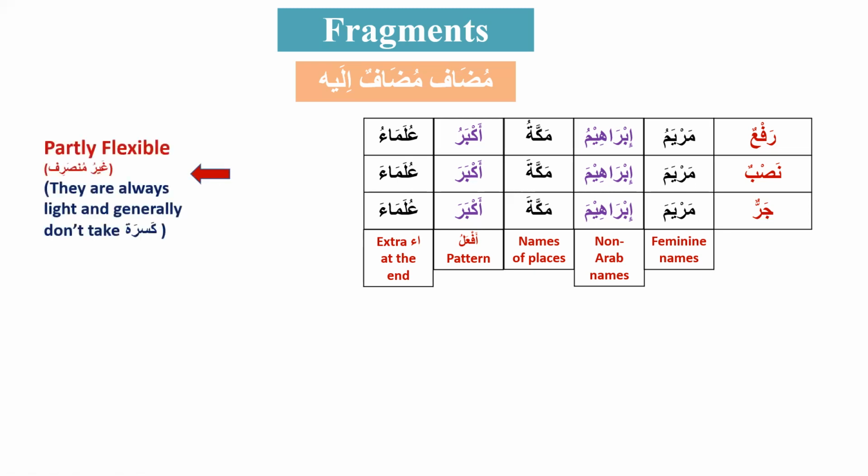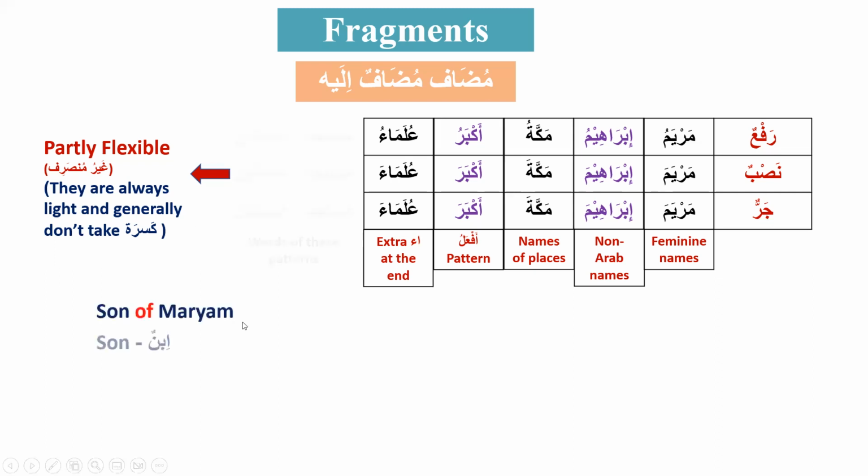So these are partly flexible. We have already seen them, learned about them. They always are light. They don't take tanween, okay? And they generally don't take kasra either in their jar status. Even in jar status, they take a fatha, no kasra, okay? So now we are going to use one of them in the mudaf ilayh fragment, okay? With the help of examples.